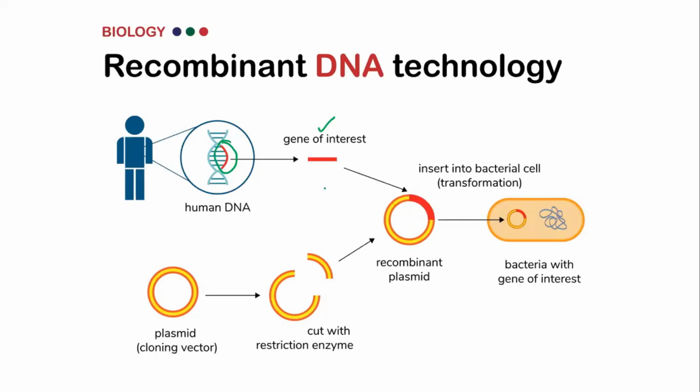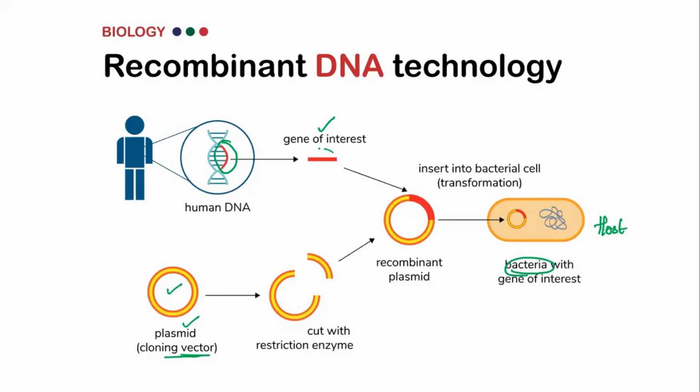Now we need a vehicle, a transporter, so that we can transport this particular gene of interest to the bacteria, which is the host cell. So we need another, that is a vector. The vehicle is called the vector, cloning vector, and that is the plasmid. Plasmid is an extra chromosomal DNA. Other than the nuclear chromosome, the bacteria have an extra chromosomal DNA called the plasmid, which is circular DNA.